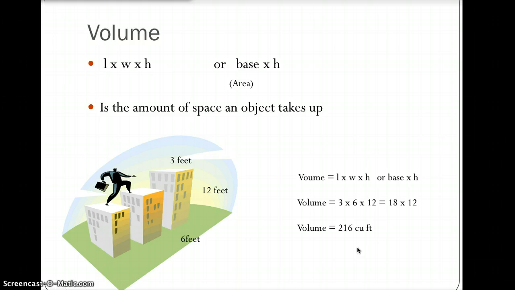All right, be sure that you bring in tomorrow these 3 words with their formulas and the definitions of what they are and example problems.